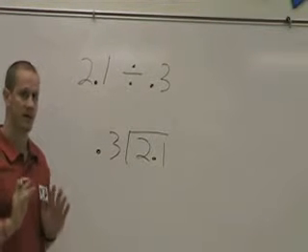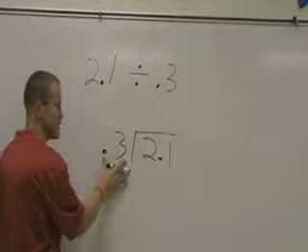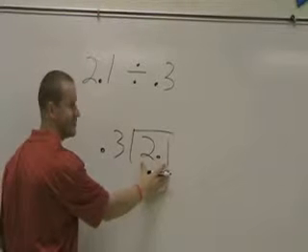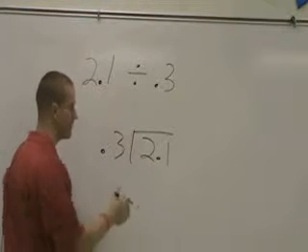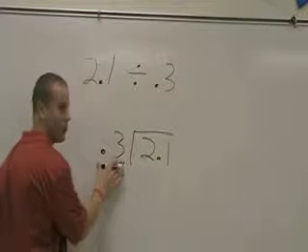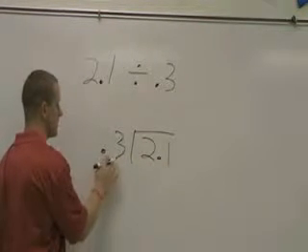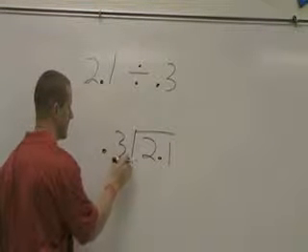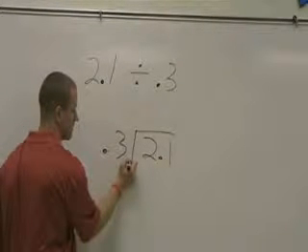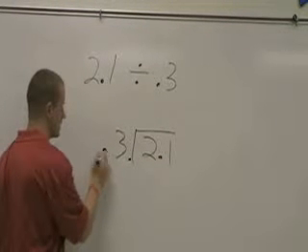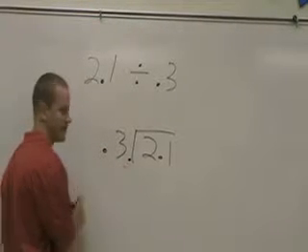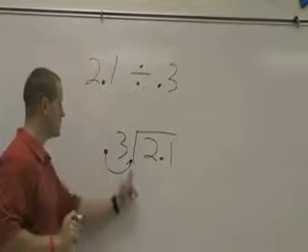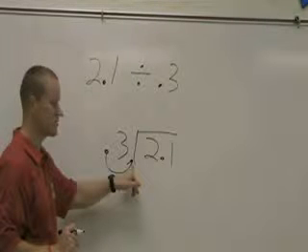Now, this is the key part of dividing with decimals. This number is called your divisor. This number is called your dividend. When you say dividend, you hear the word in. Dividend is inside, divisor is outside. My goal is for the divisor to be a whole number, so I want my decimal right next to the dividing bar. How many places is my decimal away from it? It's one place away. So I'm going to move this decimal one place to get next to the dividing bar.